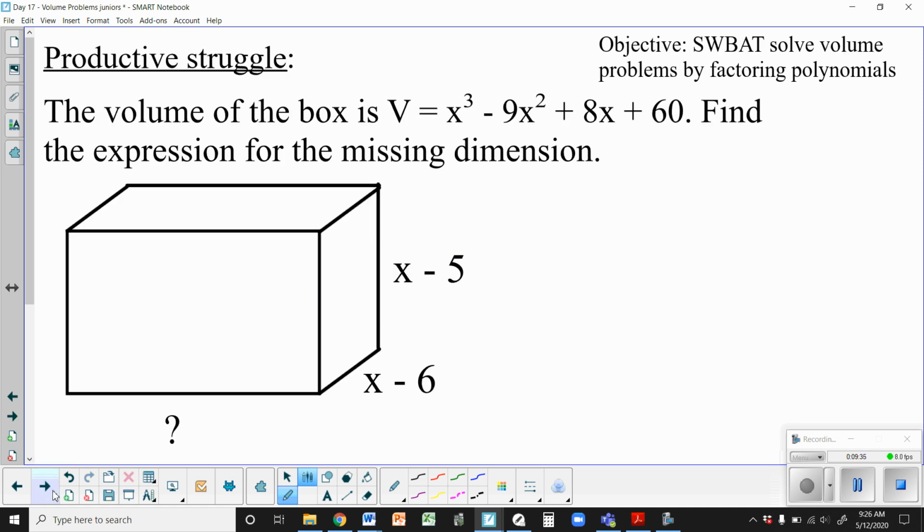So now we're going to look at this as a productive struggle. So we have the volume, we have a length. Oh, we don't have a length, we have a question mark. We have a width or depth, x minus 6, and we have a height, x minus 5. So what could we do to do this? Right now I want you to pause it, write this stuff down, and then think about what you could do to figure this out.